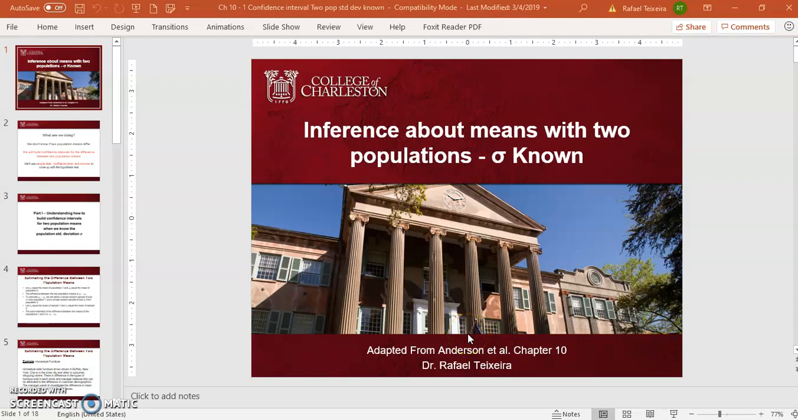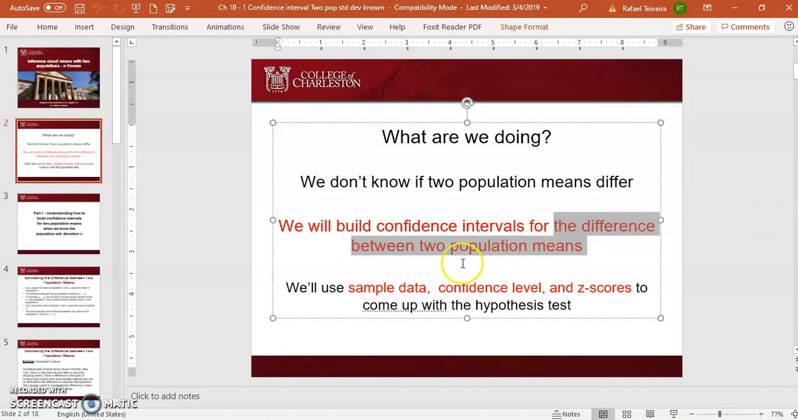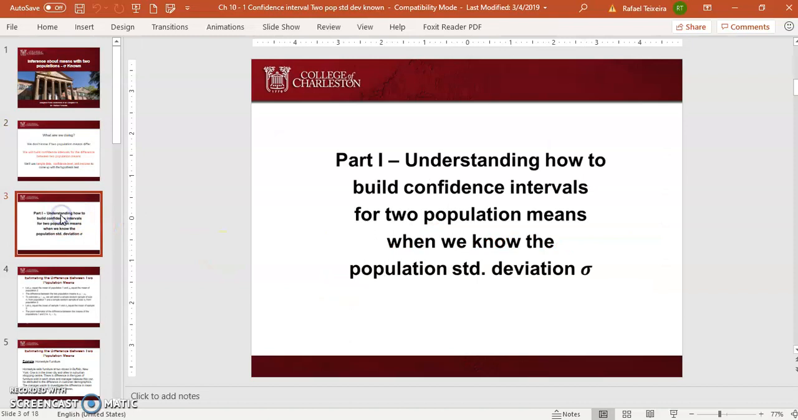Hi, this class is to talk about inference about means with two populations when you know the population standard deviation. This is based on chapter 10 of our book. In this section of the book, we don't know if two population means differ. So we have two populations, they have different means, we don't know if they really differ. We're going to build confidence intervals for the difference between the two population means. Again, we're going to use sample data, confidence level, and z-scores.